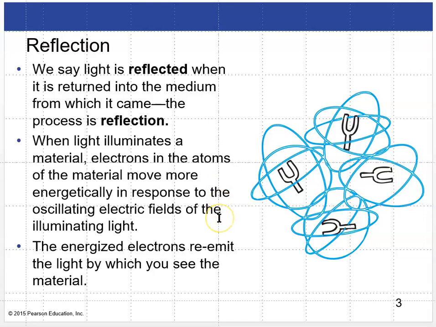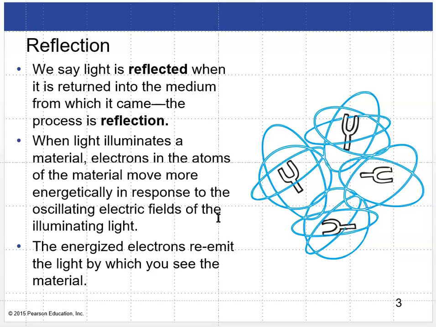Now, we say light is reflected when it's returned in the medium from which it came. The process is called reflection. When light illuminates a material, the electrons in the atoms of the material will move more energetically in response to the oscillating electric fields of the illuminating light. The energized electrons re-emit the light by which you see the material.